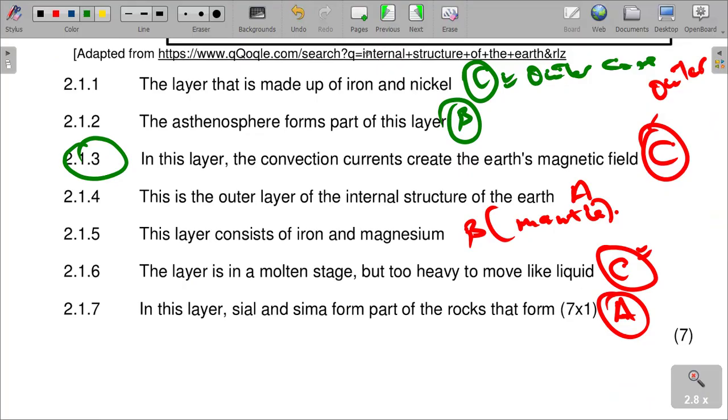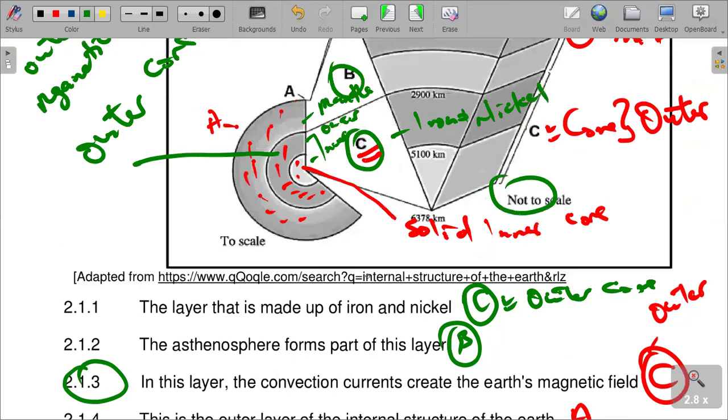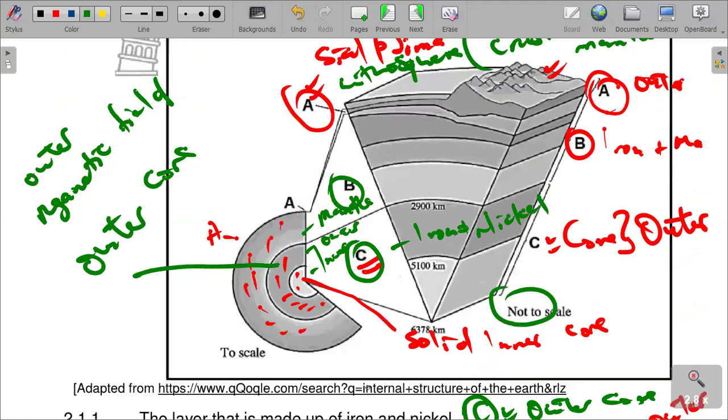The outer core is the one that is made of iron and nickel. And the asthenosphere forms part of another layer. The asthenosphere is actually forming part of the mantle, which is layer B. The asthenosphere is found towards the crust.